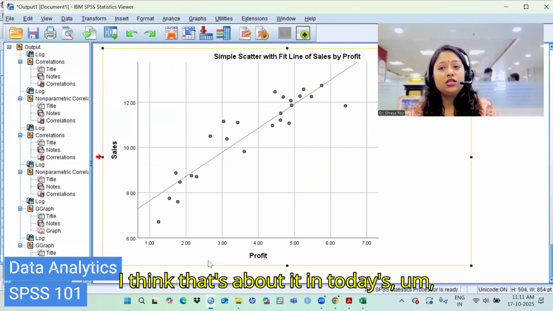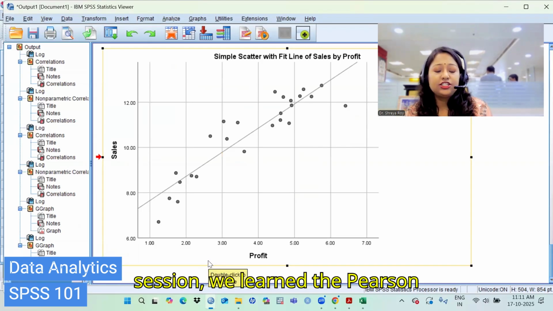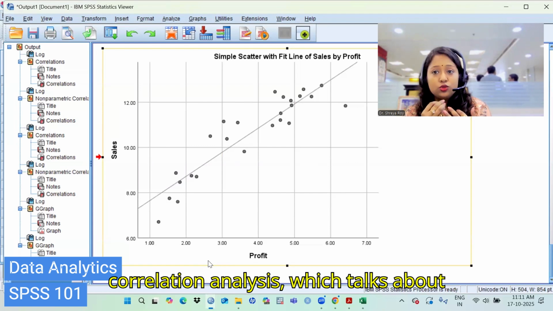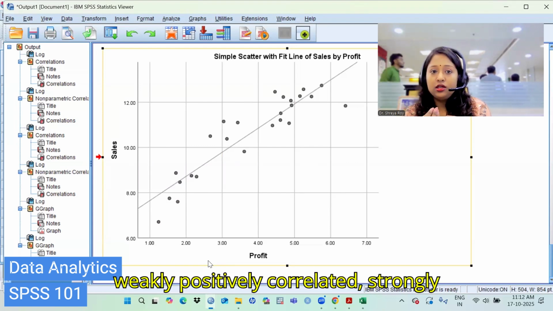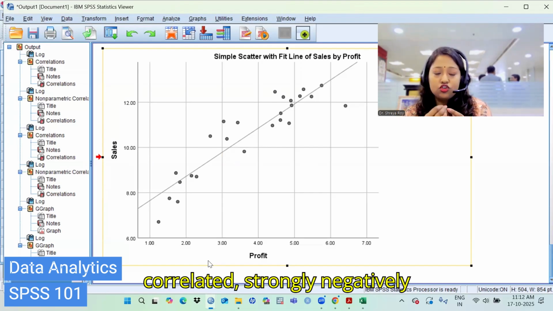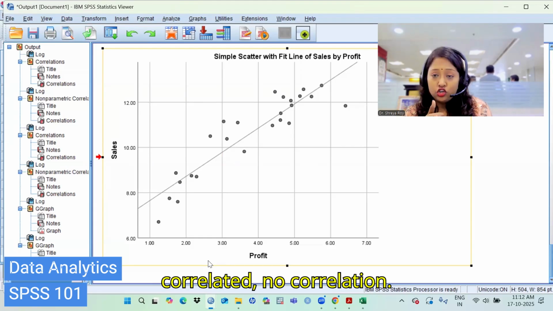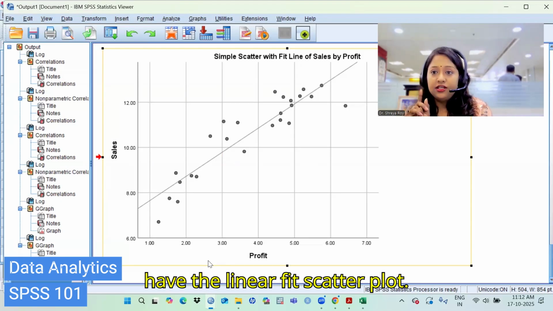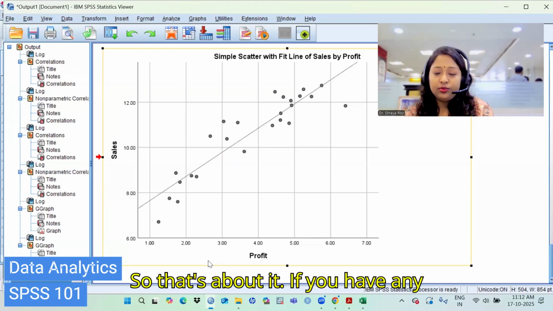I think that's about it. In today's session, we learned the Pearson correlation, Spearman correlation, and correlation analysis, which talks about weakly positively correlated, strongly positively correlated, weakly negatively correlated, strongly negatively correlated, and no correlation. Then we have the scatter plot and the linear fit scatter plot. So that's about it.